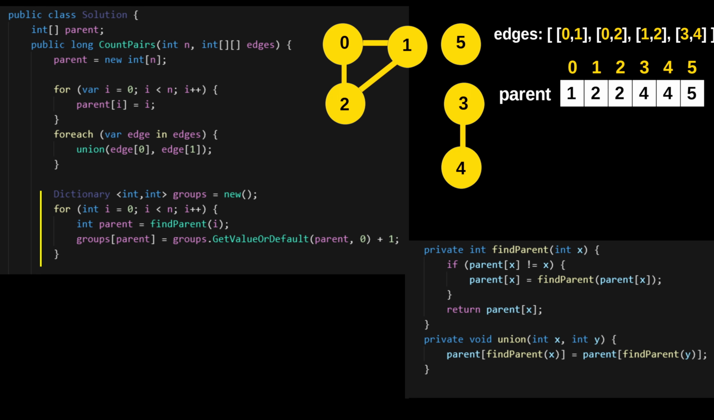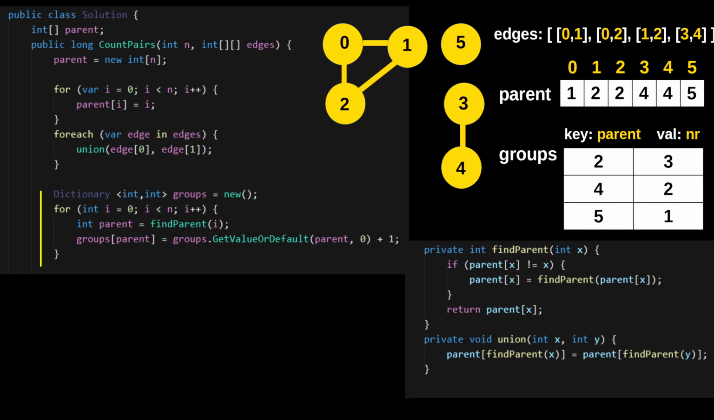After this step is done, we can see for this example, the value of this hash map is here. As you can see, there are a total of 3 separate groups. The first group, the parent is 2, and there are 3 members. The second group, the parent is 4, and there are 2 vertices in that group. And the third group is just the node number 5.